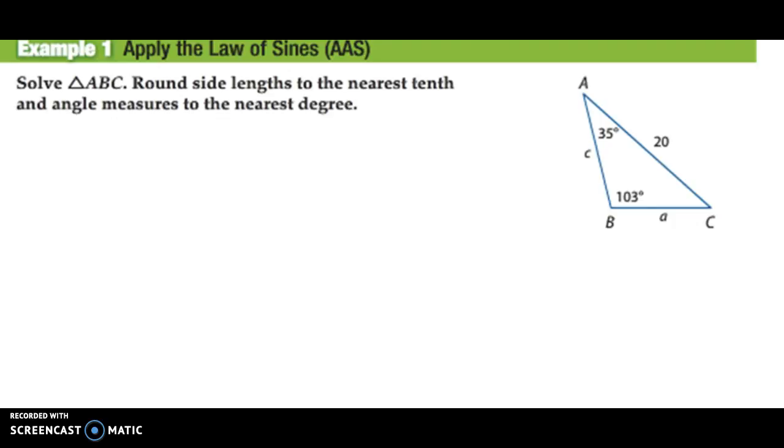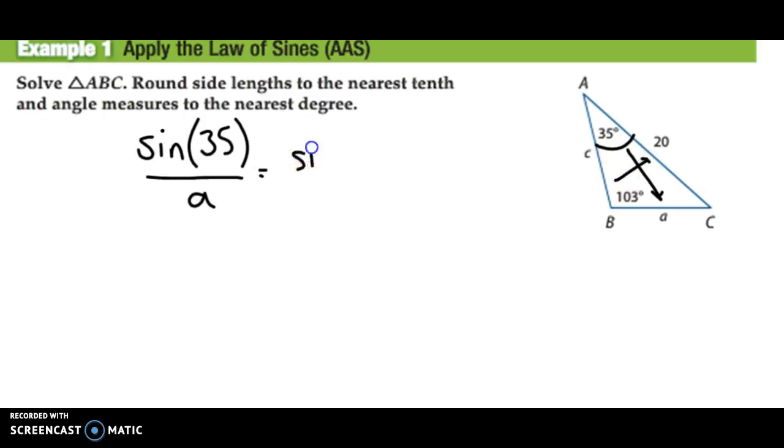So if I look at this one right here, it says solve triangle ABC, round side lengths to the nearest tenth and angle measures to the nearest degree. Okay, so first we can say, all right, well, I know that this is 35 degrees and it's across from side A. So I can say sine of 35 degrees over A is equal to, now I know angle B is 103 and it's across from side 20, sine of 103 over side 20.